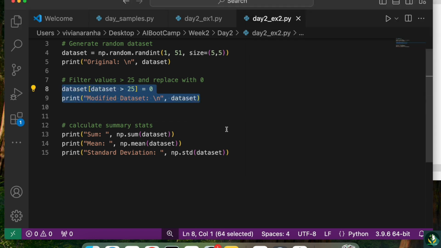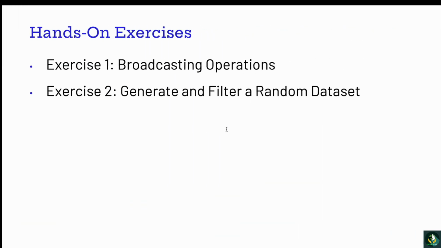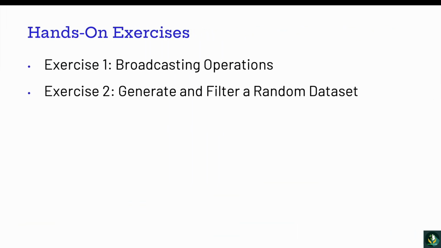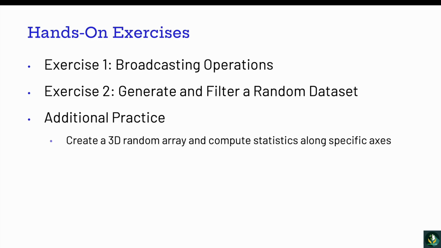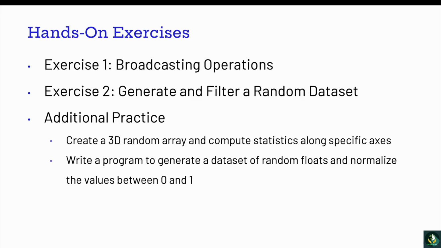So I'll save this. I'm going to go back. Now let's talk about the next step. We have some additional practice for you. You can create a 3D random array and compute statistics along a specific axis. We did that previously, where we specified axis equal to 0 or 1 depending on whether you want to do column or row. Then you can write a program to generate a data set of random floats and normalize the values between 0 and 1.